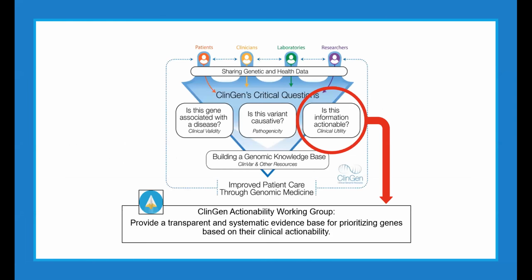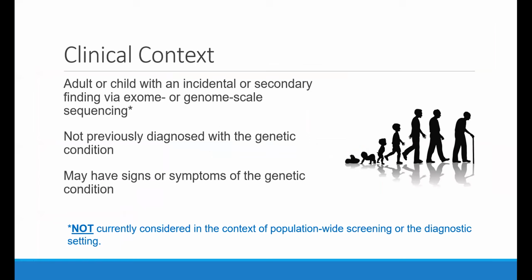So, just a brief background for anyone not familiar with the Actionability Working Group. Our goal is to answer one of ClinGen's 3 critical questions, which is, what is the clinical utility of the genetic information in our genomic knowledge base? And so we have developed a framework that provides a transparent and systematic evidence base for prioritizing genes based on their clinical actionability. And what do I mean when I say clinical actionability?